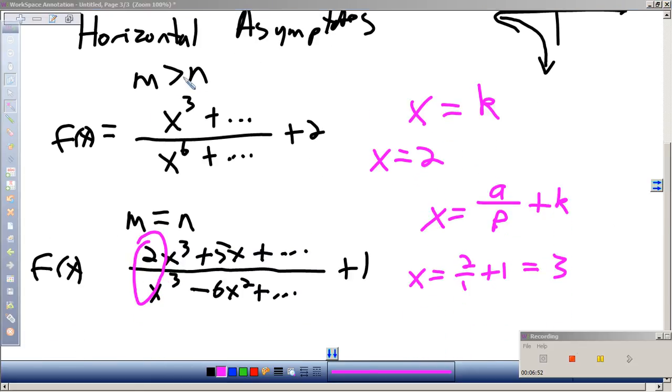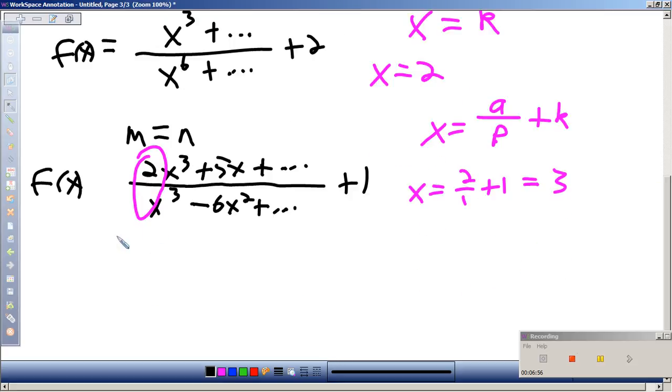So you have m greater than n, m equals n, what will be the next one? M is less than n. In other words, the power on the top is bigger than the bottom. Anybody have a guess what you do?